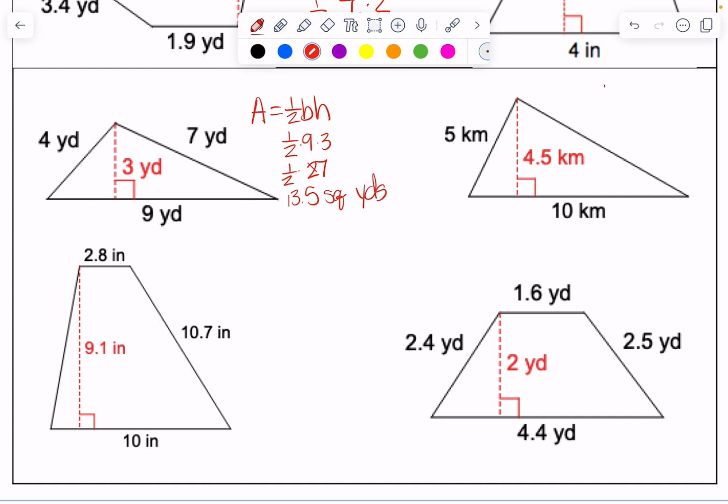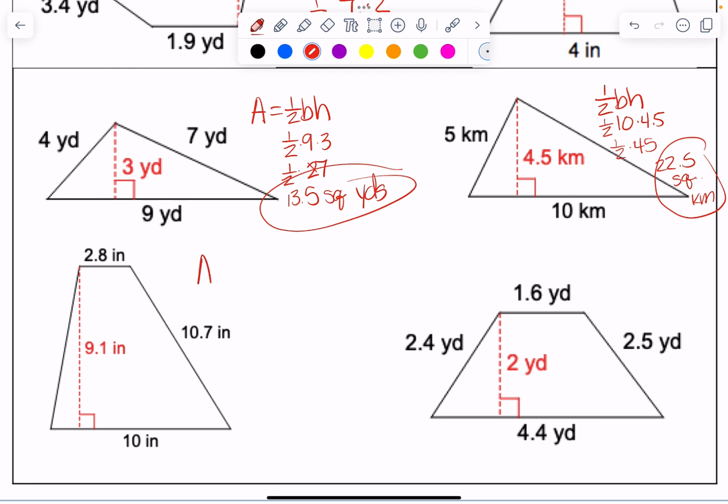On this triangle, we have 1/2 base times height. My base and my height are 10 and 4.5. And then again, you could multiply in any order. The 10 times the 4.5 is pretty easy for me. And then the 1/2 of 45 is going to be 22.5 square kilometers.